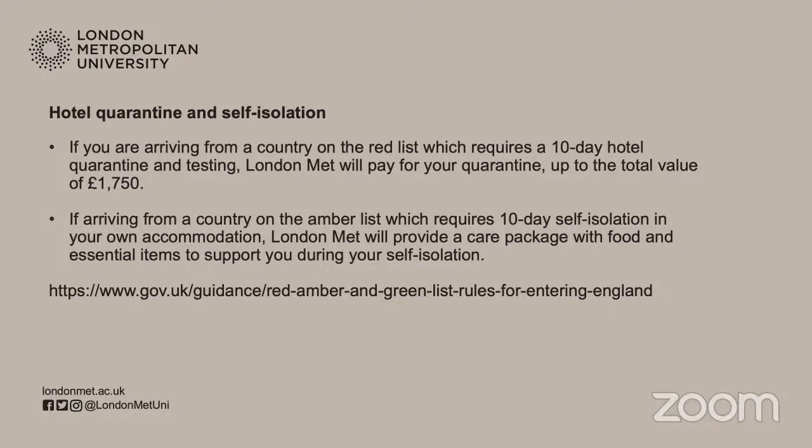This might change over time. If you are from any countries on the amber list provided by the UK government, we will provide you with a care package with food and essential items to support you during your self-isolation. That's some great support we offer, and we do want our international students to be able to come to London and start your course in September with us. That's some more information about our hotel quarantine and self-isolation.